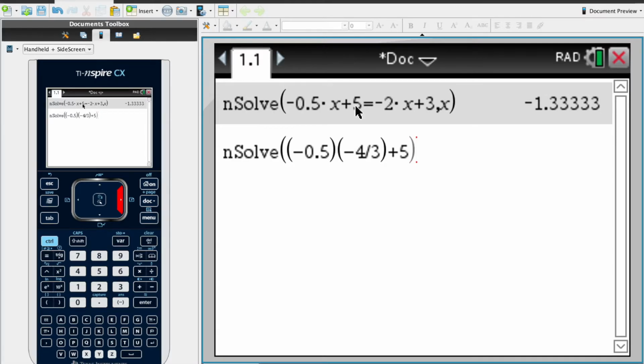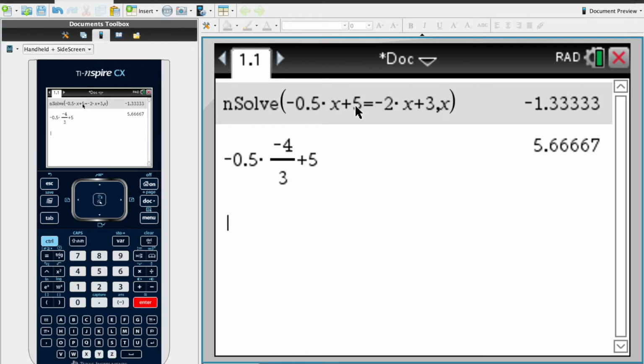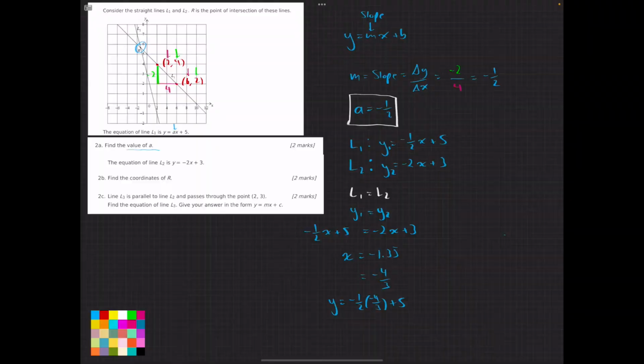Oh, that's it actually. So in this case, we don't need nsolve. Let's erase all this business and let's just write it out. Negative 0.5 times negative 4 over 3 plus 5. That's 5.666667. Okay, so 5.6666 is probably right. 5.66, and so on and so on.